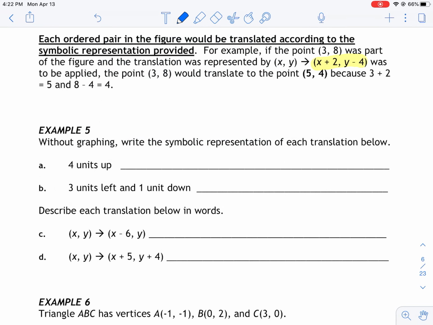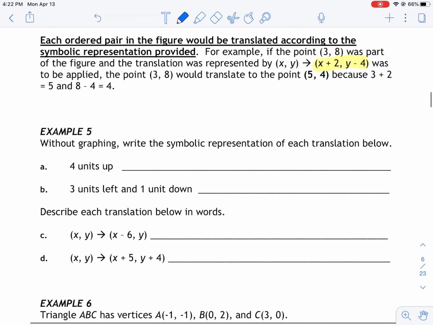So I'm going to do A first, and we're going to just write the symbolic representation for A. Okay, so if I want to just show 4 units up, then what I would do is start out with my ordered pair, (x, y). Okay, the arrow means it goes to. Okay, if it's 4 units up, x is going to stay the same. Up means add. Okay, so I'm going to do y plus 4. Okay, so I'm going to stop for a second, and I'm going to let you try to do problem B. So I'll pause.